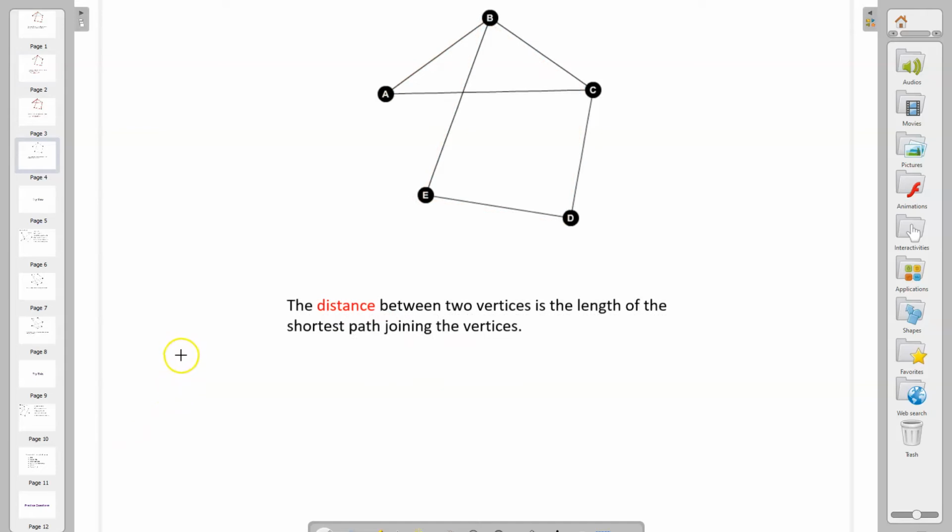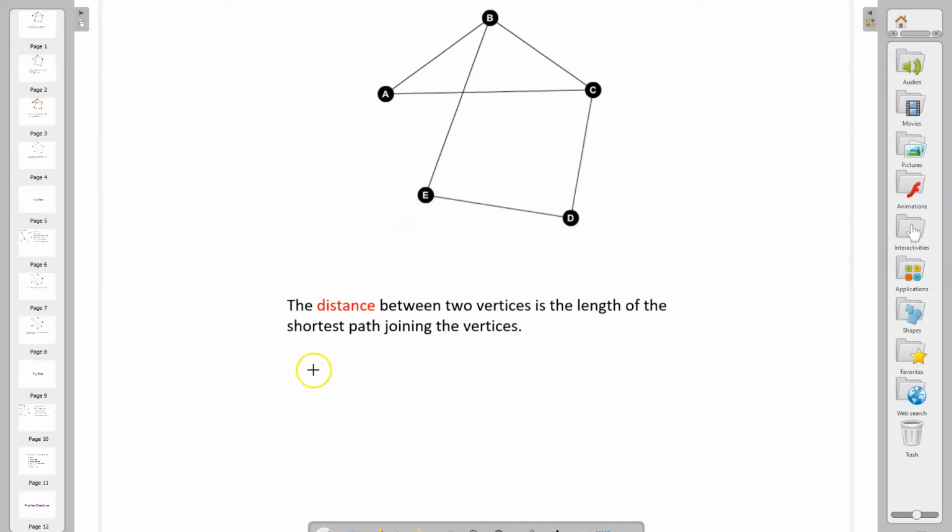The distance between two vertices is the length of the shortest path joining those vertices. On this graph, if we look at the distance from A to E, we can imagine that there are multiple ways of getting there. We can go from A to B to E. We could go A, B, C, D to E. So there are different routes that we can get there.